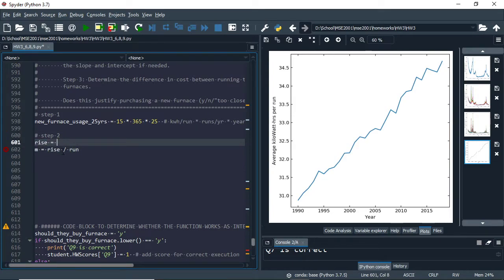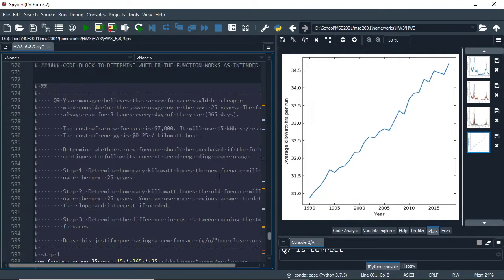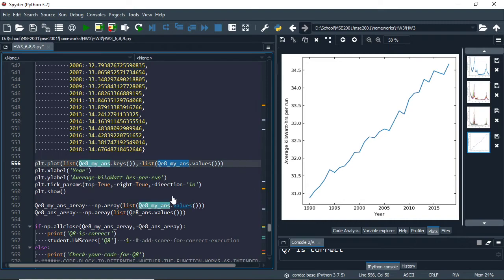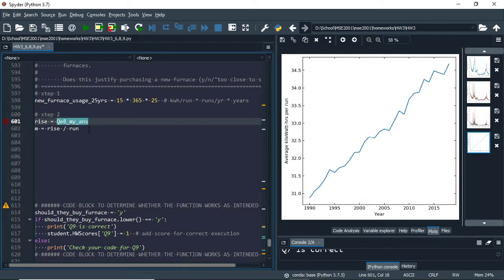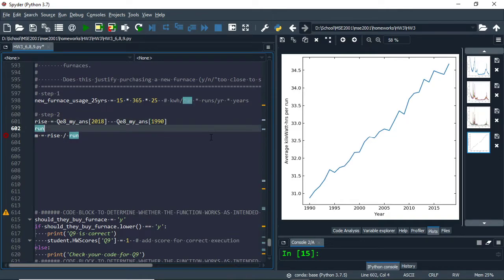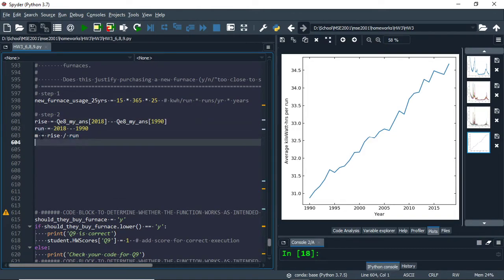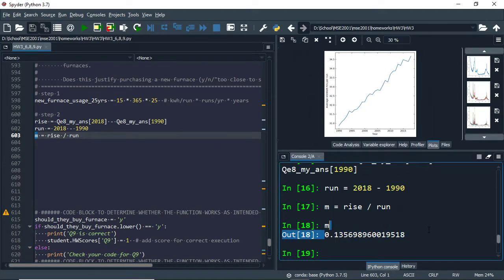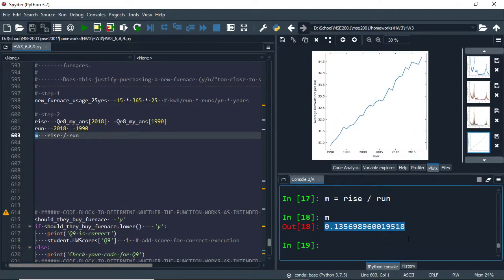Well, what's my rise? I actually sort of have the answer to this. Q8 has the answer to it. The rise would be, well, what were the values in 2018 minus what were the values in 1990? Because that's my rise. And then my run, well, that's going to be the actual years it happened over. So I can get my slope like that. So this is how much increase we have on average in kilowatt hours per run each year.